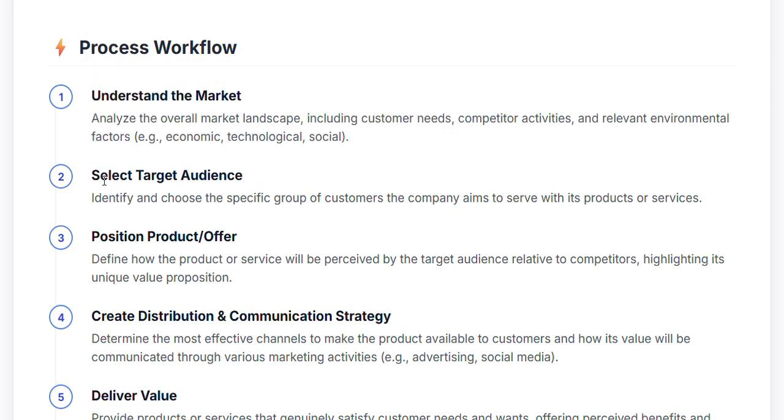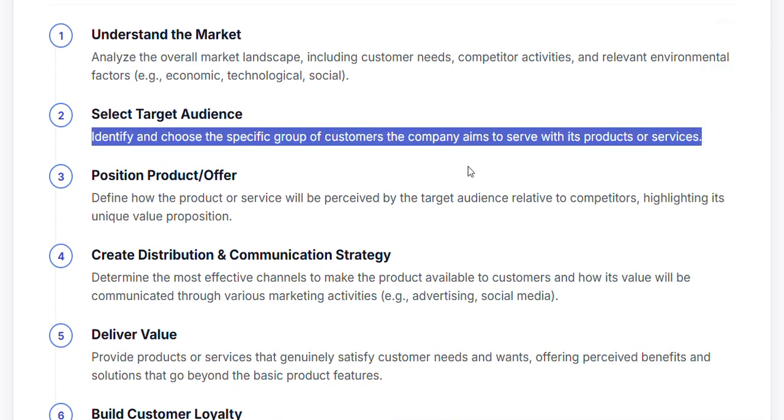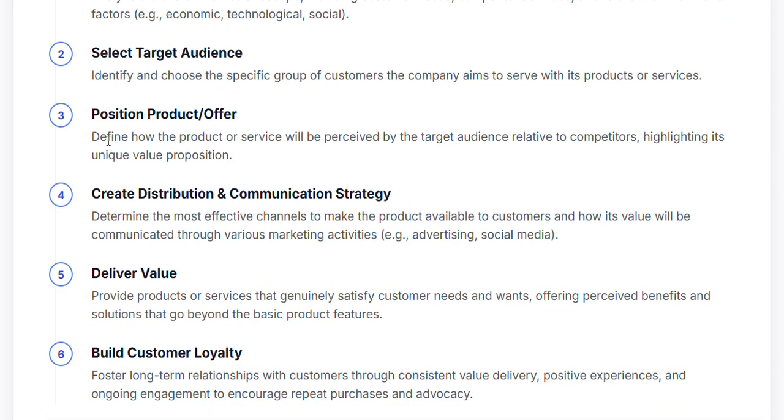Number two is select the target audience. Identify and choose the specific groups of consumers and customers the company aims to serve with its product or service. Before that, you need to analyze everything, and then when you know who the audience is, you can select the audience and then position your product. Define how the product or service will be perceived by the target.